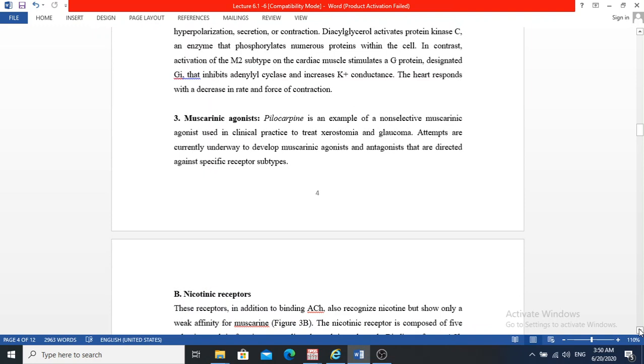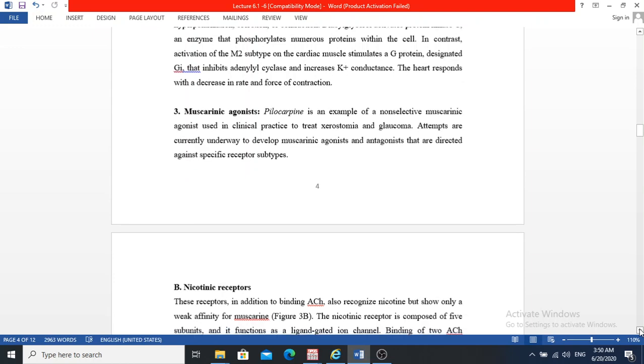Let's come to some of the muscarinic agonists. We will come to discuss them in detail now.